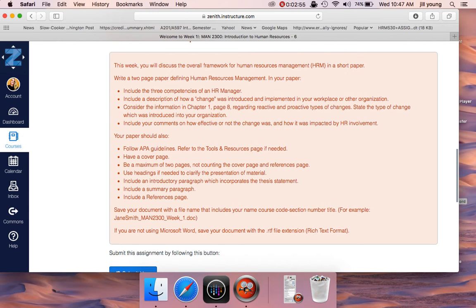Now, then you have to include a description of how a change was introduced and implemented in your workplace or other organization. Now, you can use a past employer, any past employer. If you witnessed a change, but maybe you weren't a part of it, that's fine too. But it needs to be something pretty substantive, some major change that occurred. When you read chapter 1, you're going to describe whether the change that you witnessed or experienced personally was a proactive or reactive change.